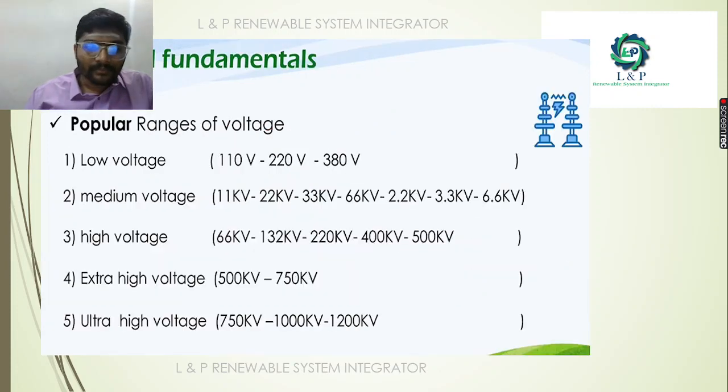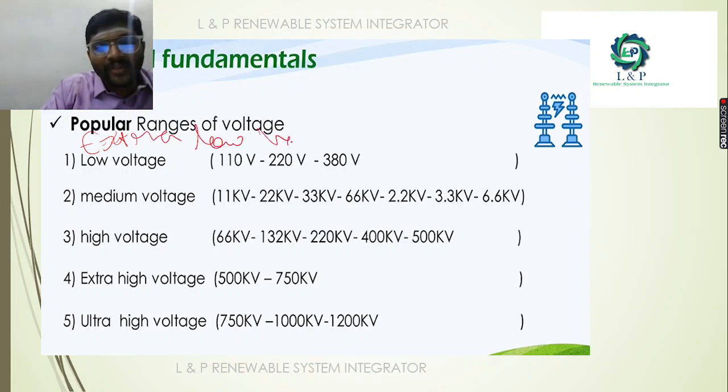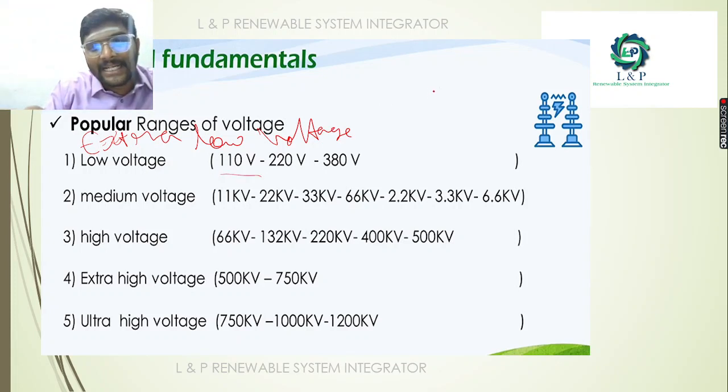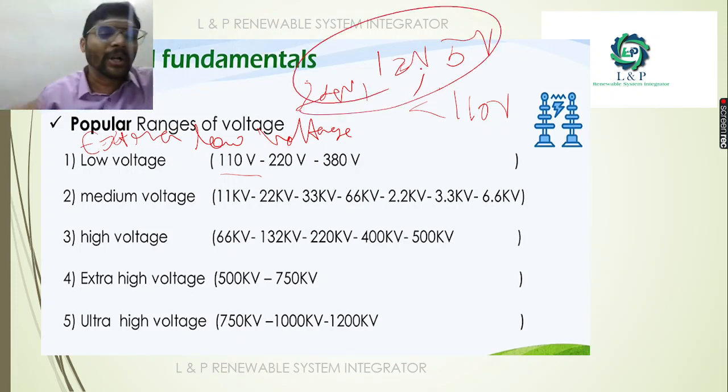And what are the different sorts of voltage ranges? As you can see here, one of the voltage ranges is missing, that is nothing but extra low voltage. If you are going for extra low voltage, whatever voltage is less than 110 volt, it can be either 24 volt, 12 volt, or 5 volt; all these categories will come under the extra low voltage category.